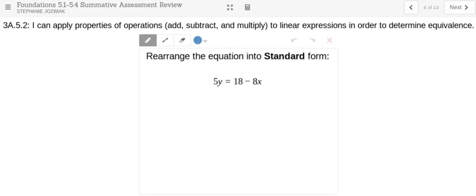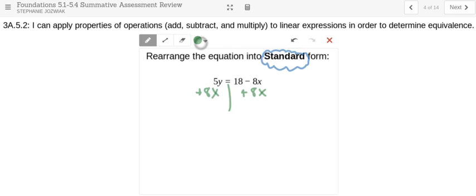Let's see, this one says rearrange the equation into standard form. So, like I said on that other slide, standard form means that the x and the y are on the same side of the equation and there are no fractions. So what I notice on this one is the x and the y are not together. So I want to make it so that they are, which means I'm going to take this negative 8x and I'm going to add 8x to both sides of my equation.